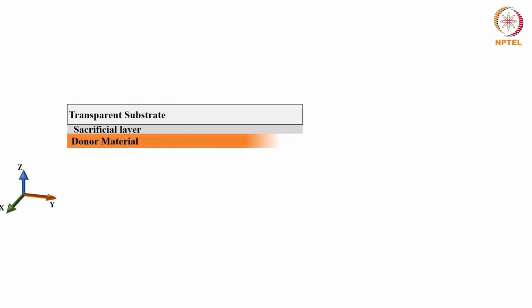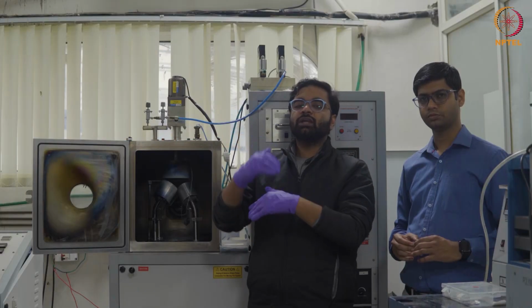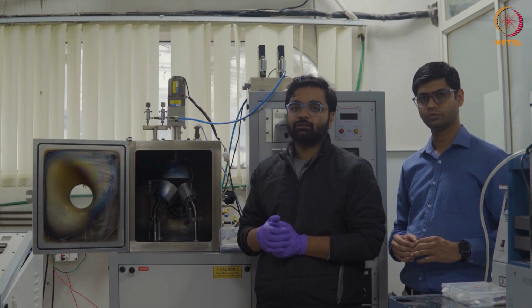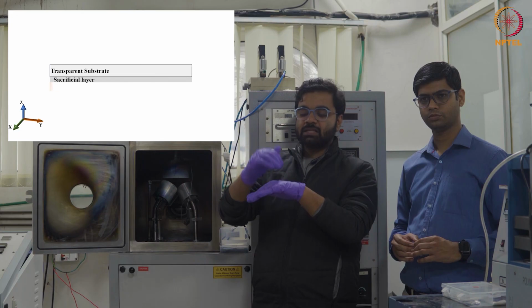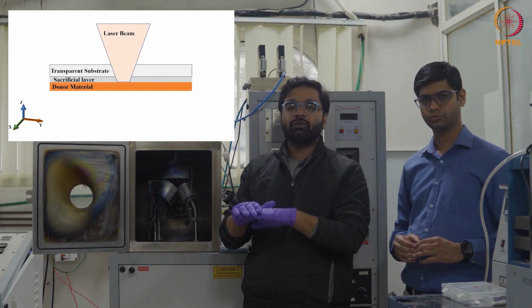So what is the underlying principle? The underlying principle is that we have step one. The step one is what we are taking is a donor material. So the donor material we take depends upon the laser that we are using. In our case, we are using a 10.6 micrometer carbon dioxide laser. The 10.6 micrometer laser should be transparent to the donor material. So the donor material we are using is a silicon wafer.